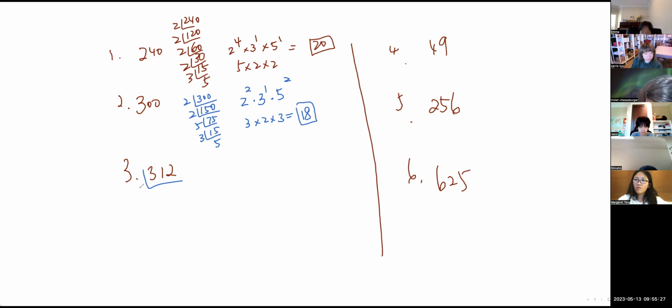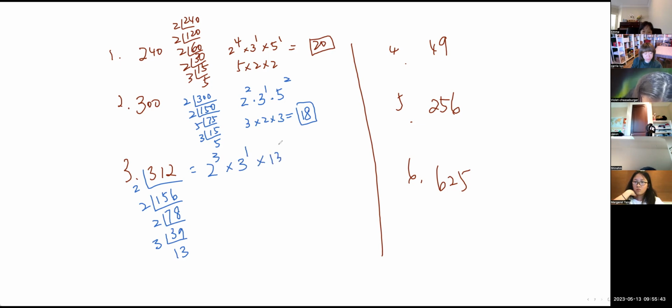Okay, 312 divided by 2, 156, and divided by 2, 78, divided by 2, 39, divided by 3. So it equals 2 to the power 3 times 3 to the power 1 times 13. Okay, so the answer is 4 times 2 times 2 equals 16.